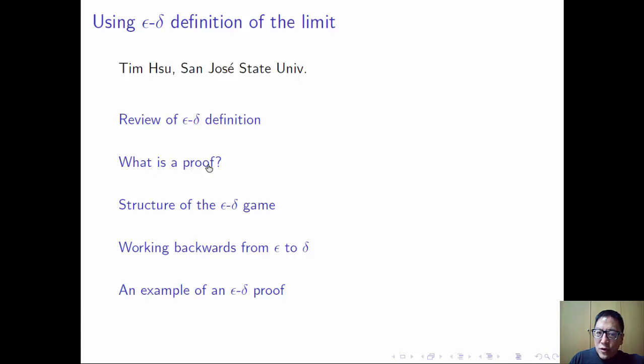We'll start with a review of that definition, the epsilon-delta definition of the limit. We'll talk about what is a proof. Since the point of the definition is to do proofs, we'll have to say what that means. It boils down to a game, so we'll also talk about the structure of the game, and we'll spend most of the time on that because that's sort of what you'll be doing, including the last key part: working backwards from epsilon to delta. Finally, we'll finish with an example of an epsilon-delta proof.